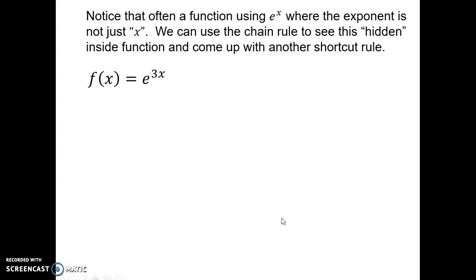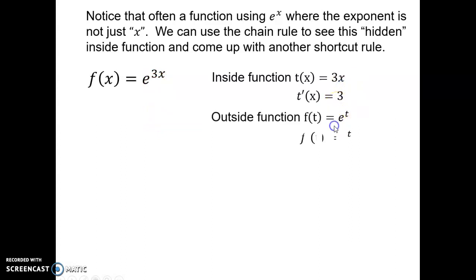Notice that often when a function is using e to the x, where the exponent is not just x, we can use the chain rule and see what's called this little rule that's inside. That inside function is just 3x. So if I have something like this, where the inside function was 3x, and then I found the derivative of the outside function, rewrote the outer function, and we just got this, and we'd multiply these both together, my derivative would be equal to 3e to the 3x.